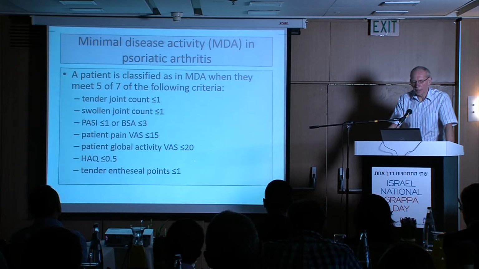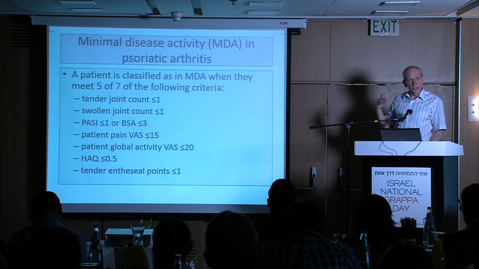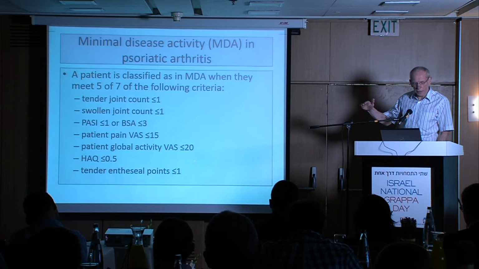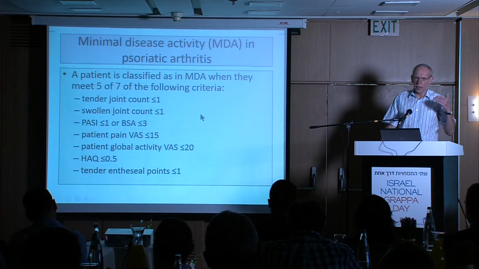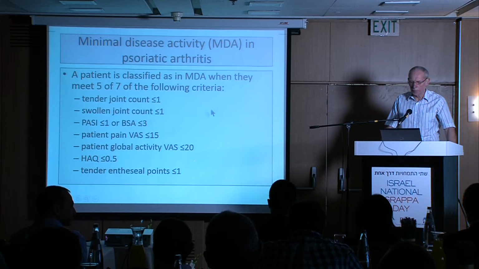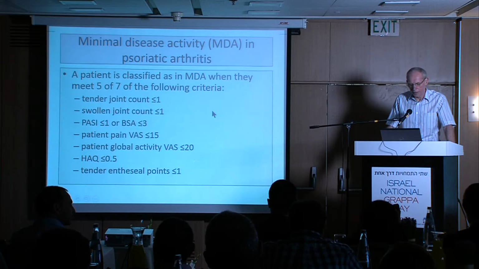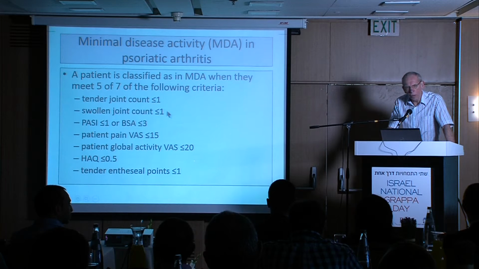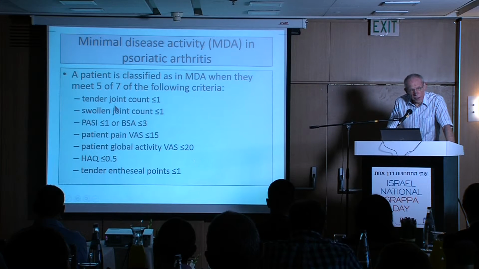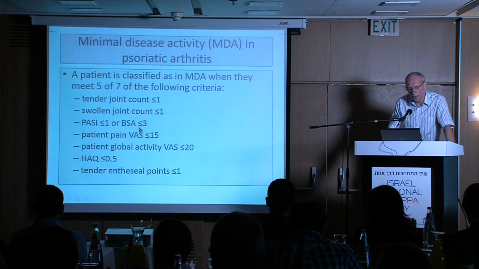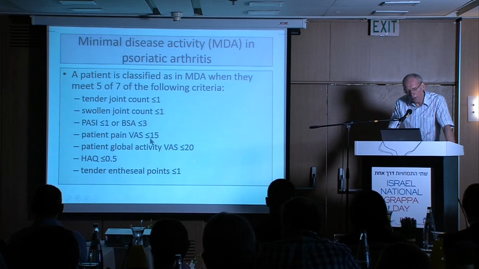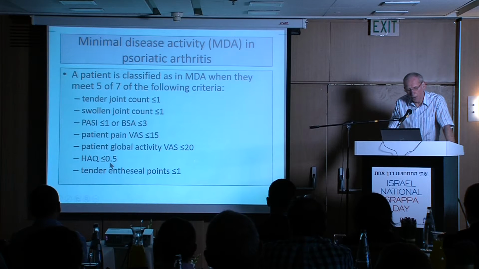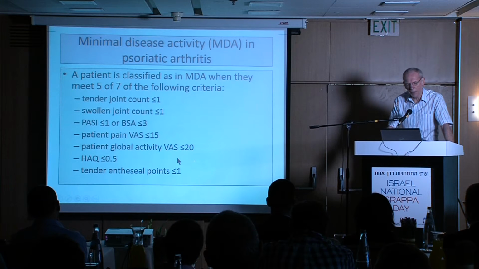And these are the minimal disease activity criteria. So you have 7 areas to look at, and you have to achieve that low level in 5 out of the 7 to be classified as in minimal disease activity. And they're fairly strict. They're not quite remission, but they're fairly low, so just 1 tender and swollen joint, a PASI of 1 or a surface area of 3%, pain of less than 15 out of 100, global of 20 out of 100, a HAQ score of 0.5 or less, and just 1 enthesial point. So they are quite low disease activity.